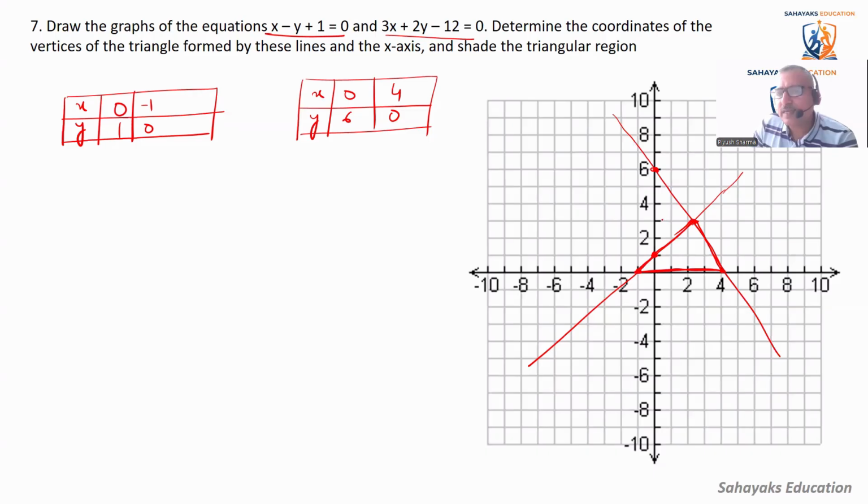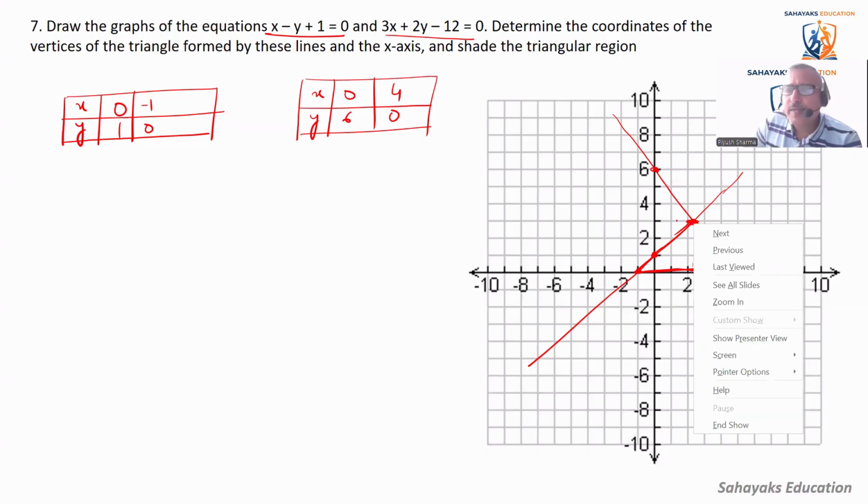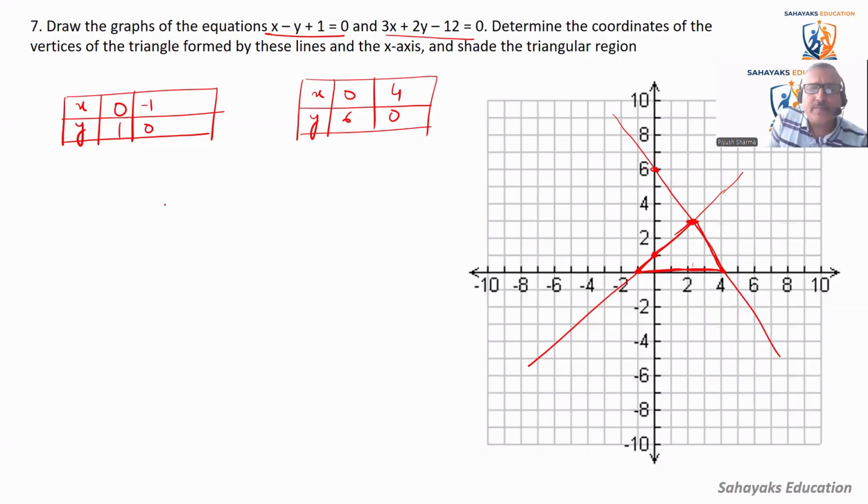What are the vertices? I think it will be 2, 3. So the vertex is (2, 3). And here it is (4, 0). And this is (-1, 0). So these are the 3 points. And shade the triangular region.